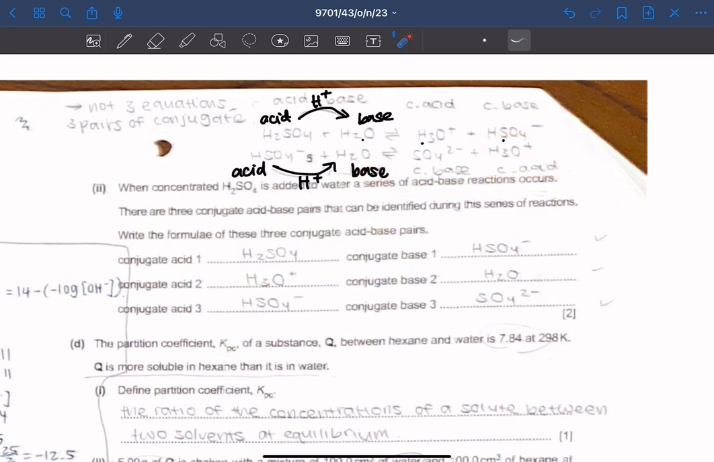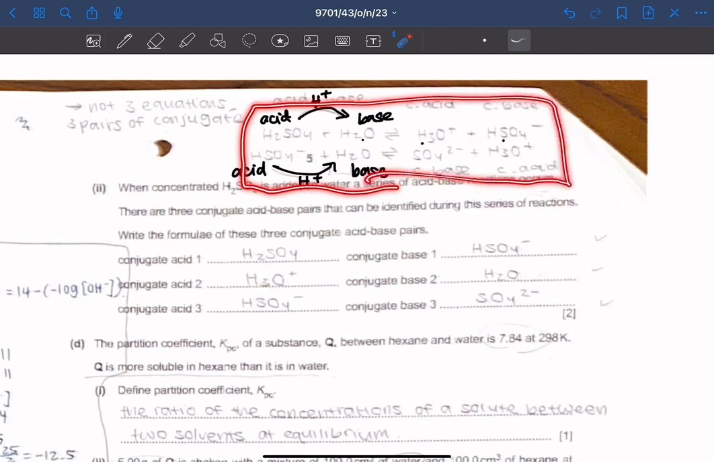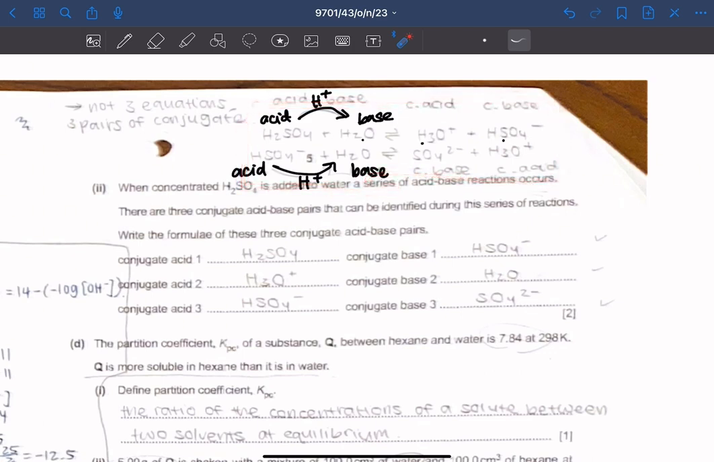So these 3 pairs of conjugate acid-base pairs does not necessarily mean that there would be 3 equations. There's actually only 3 pairs of conjugate acid-base pairings in these 2 equations. So first is acid and conjugate base, H2SO4 and HSO4-. So let's do this.